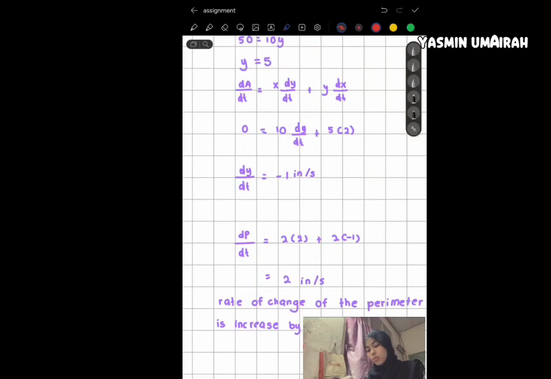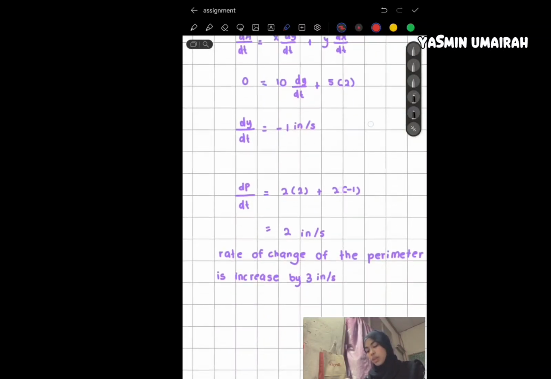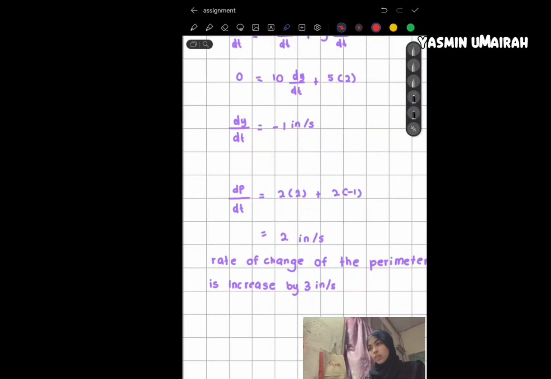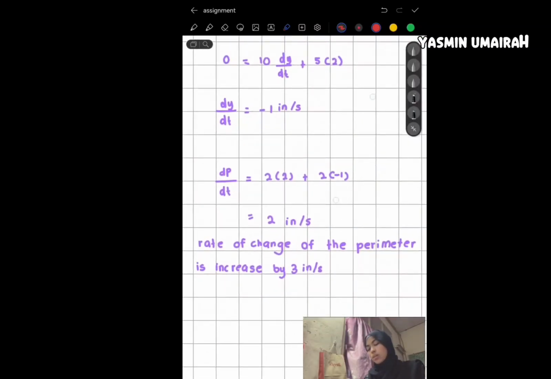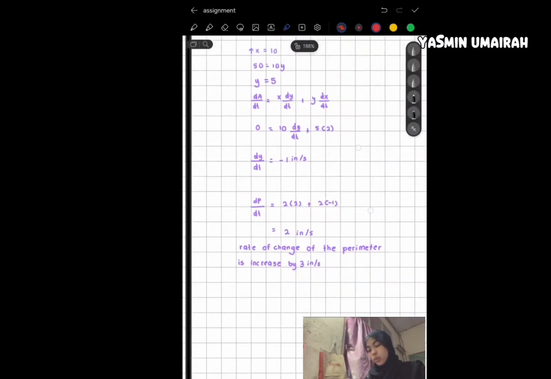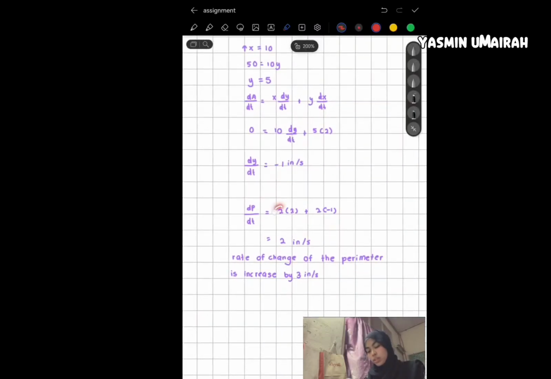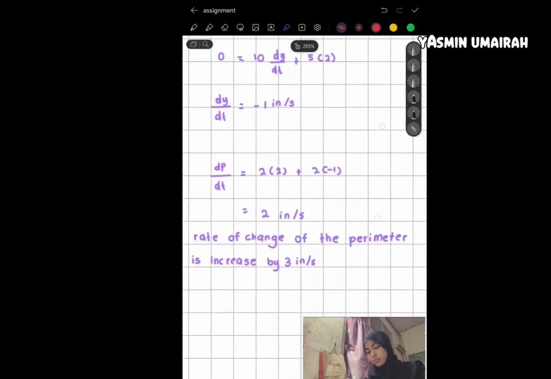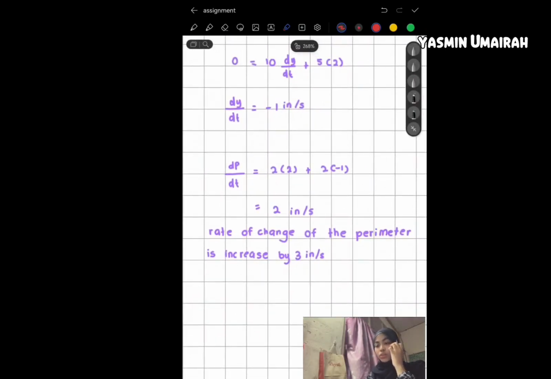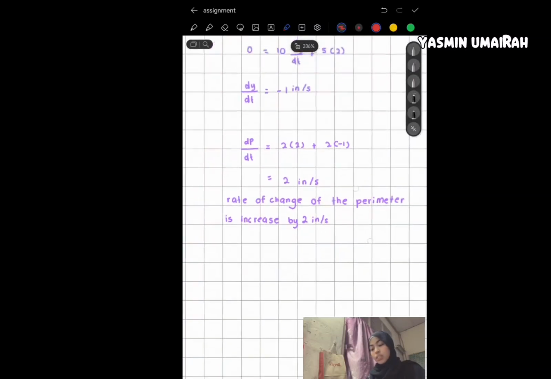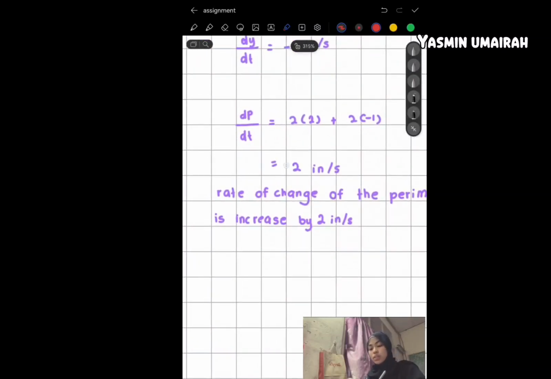So we have dy/dt equal to negative 1 from this. We have to find the rate of change of perimeter, so we have to substitute. This one is from the perimeter formula, this one is from the statement, and this one is from this. So the final answer is 2 inches. The rate of change of the perimeter is increasing by 2 inches per second because it is positive.